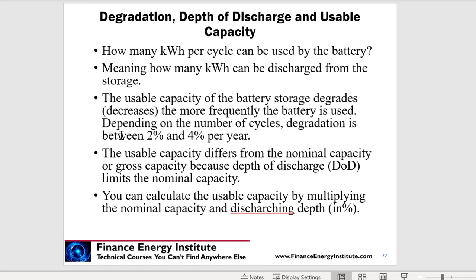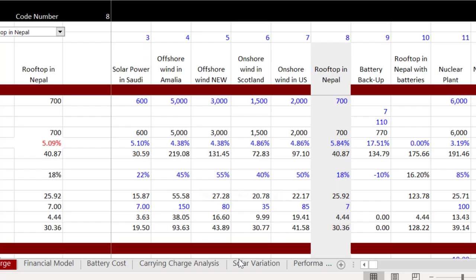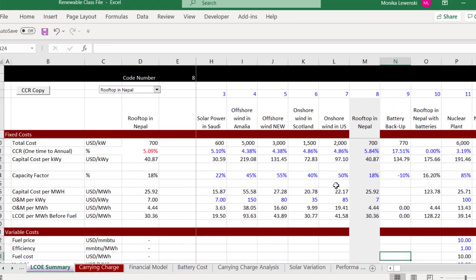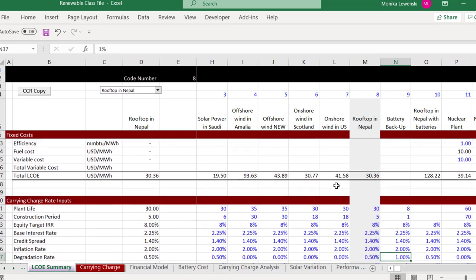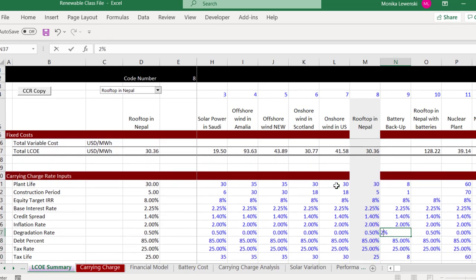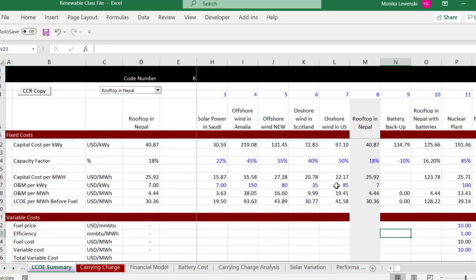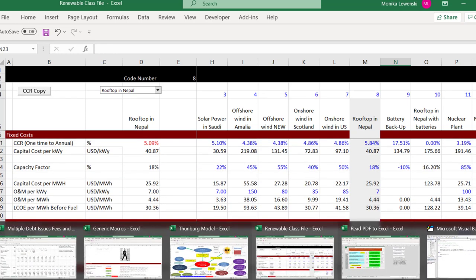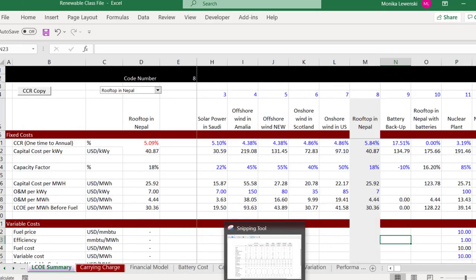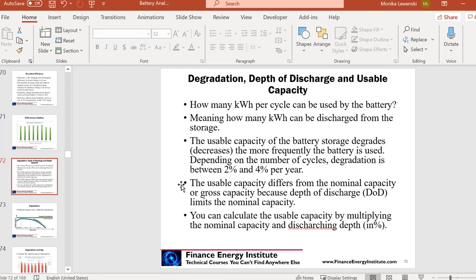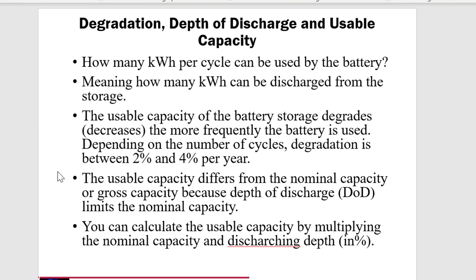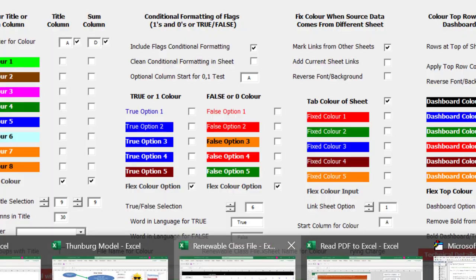Now, here we have degradation could be from 2 to 4% per year. So let's put our degradation in, which could affect the carrying charge. I'll put 2%. That's kind of offsetting our inflation. So we get a higher rate, but then we get a lower rate. Okay, and then the gross and the net capacity are a little different because we have depth of discharge. If we need an extra discharge, what we have to do is really buy a bigger battery to get our load.